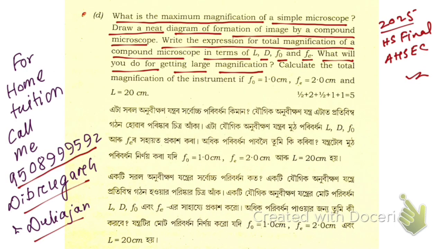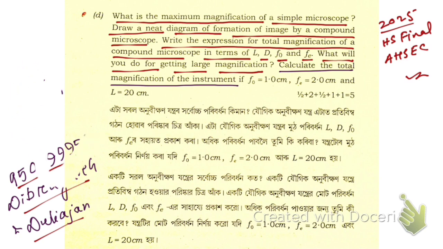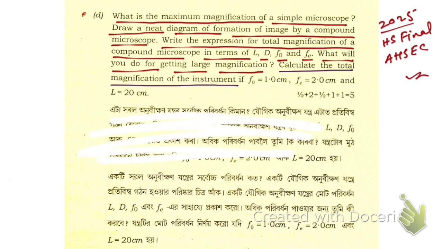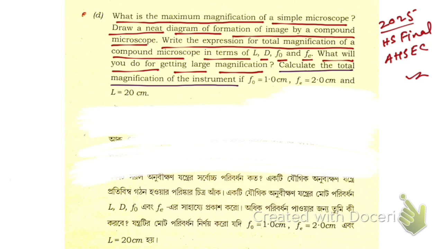Now what is the next part of the question? Here there is a numerical part. Calculate the total magnification of the instrument. So we are going to use the formula that we have got for magnification. Let me solve it here. Let me clean this. Just give me a second so that I can solve the numerical part on the same page.